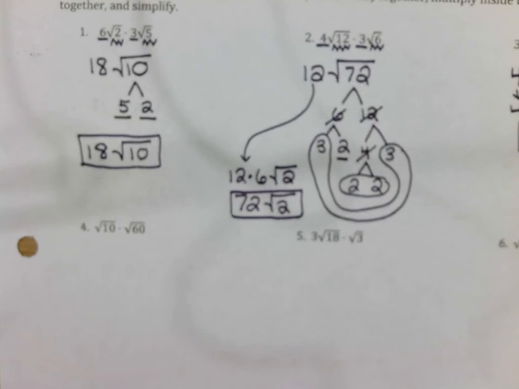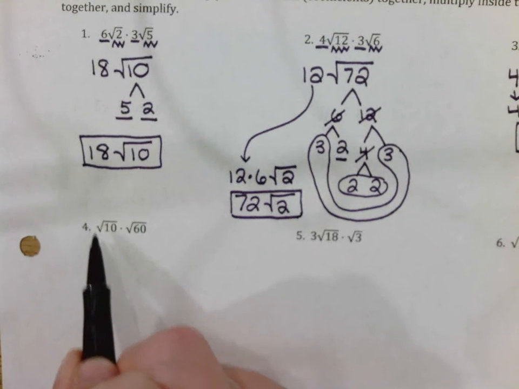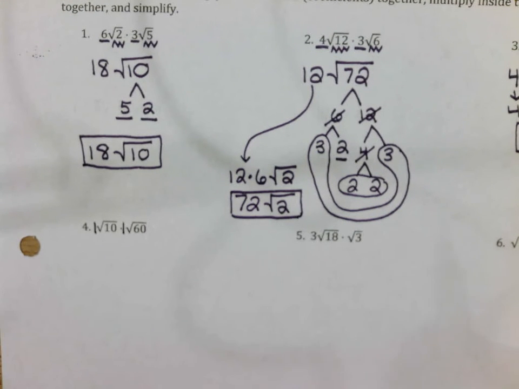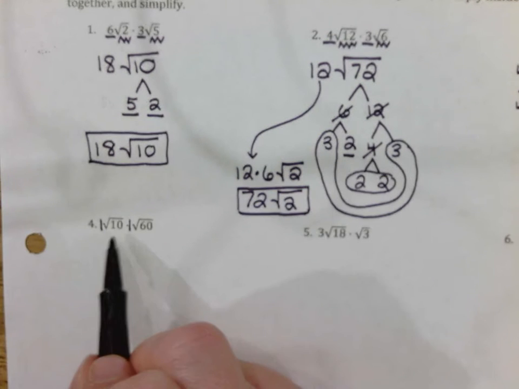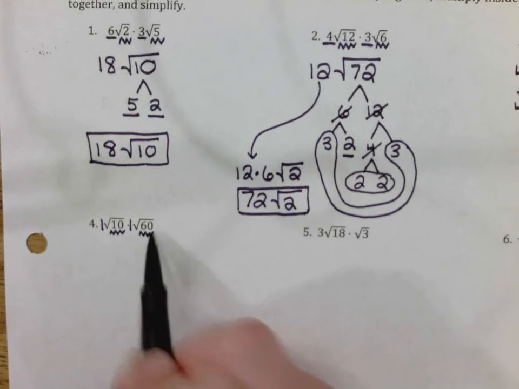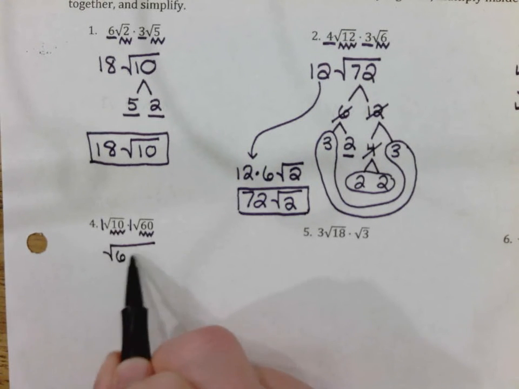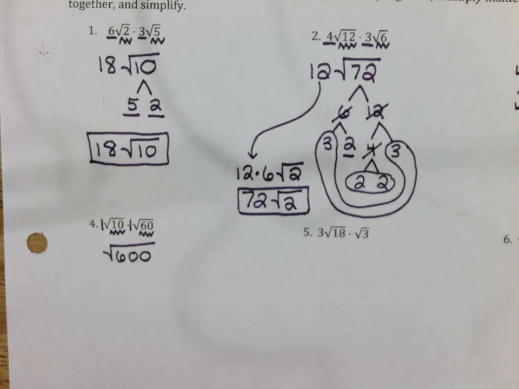Okay, so for number 4, it doesn't look like I have any outside numbers. They're really just ones, but 1 times 1, just 1. Don't really have to multiply those outside parts. So we're just going to multiply the inside parts. 10 times 60, it's a pretty big number. It's the square root of 600.